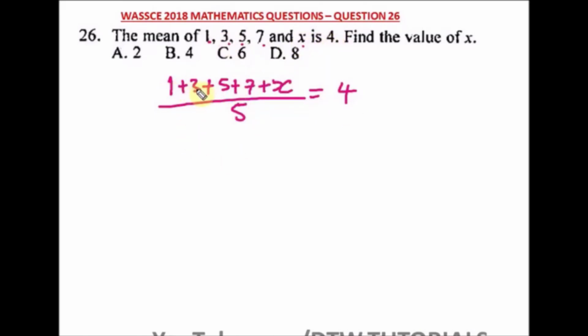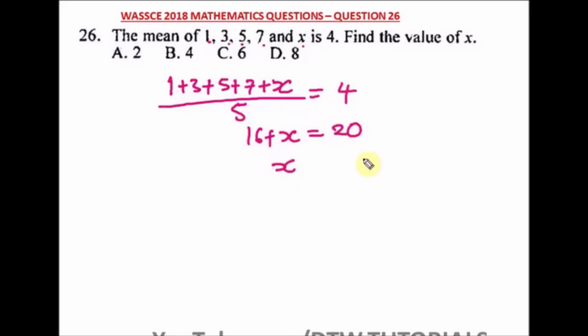So let's add this up. We have 1 plus 3, that will give us 4. 4 plus 5, that is 9. And 9 plus 7, that will give us 16 plus x. Cross multiply. 5 times 4 will give us 20.